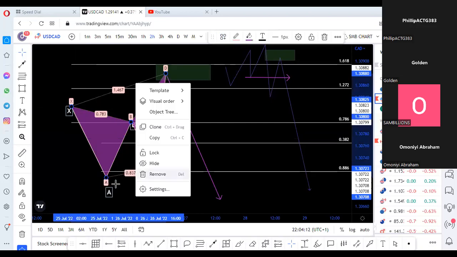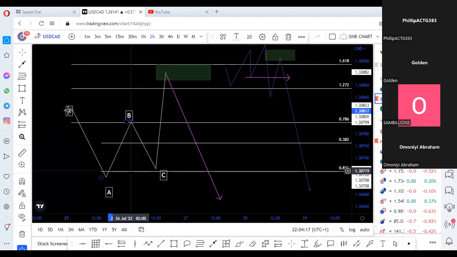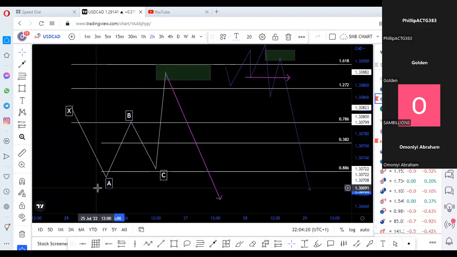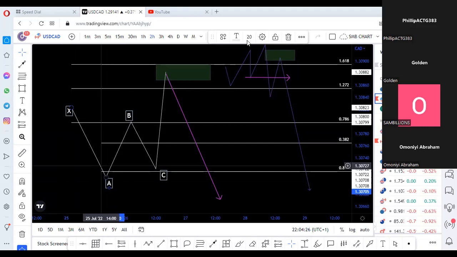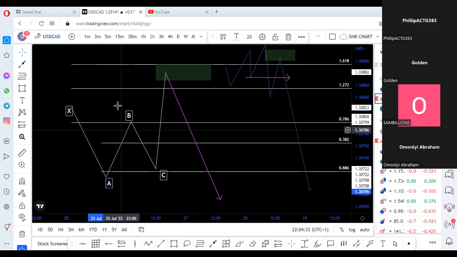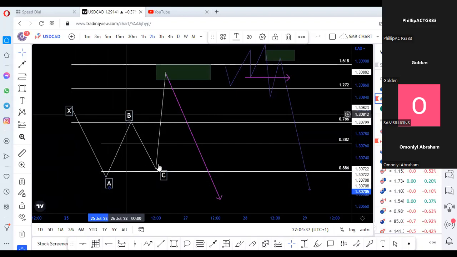For the bearish, it is the same thing. The first thing is X to A. Then you go to B. X to A will give you B, that is at the 0.786 zone. Then A to B will give you C. Very simple, it's just like your alphabet.